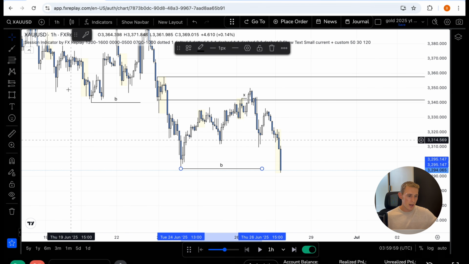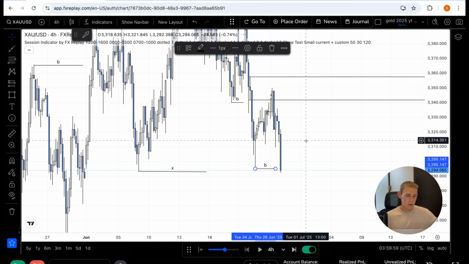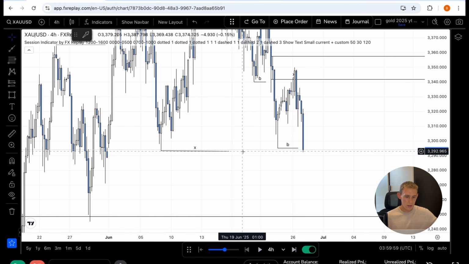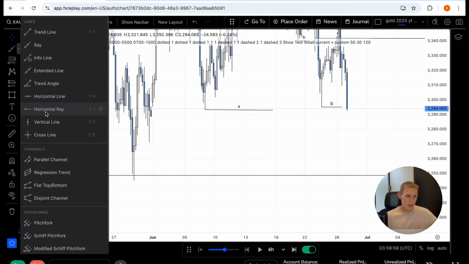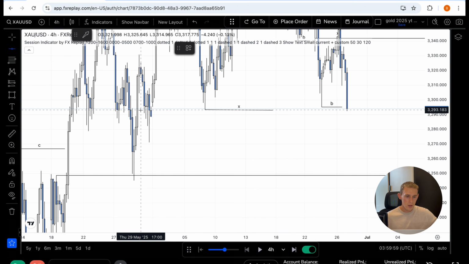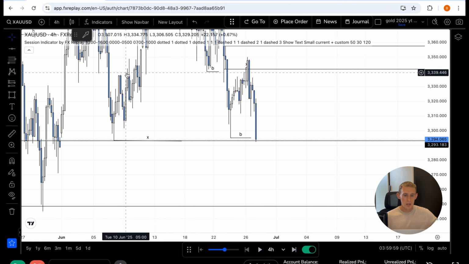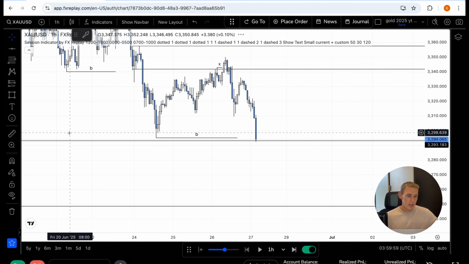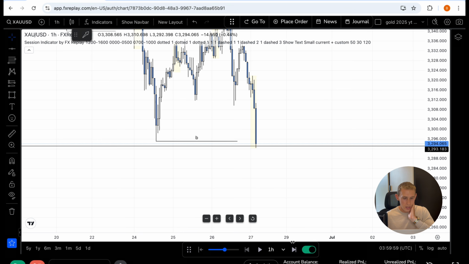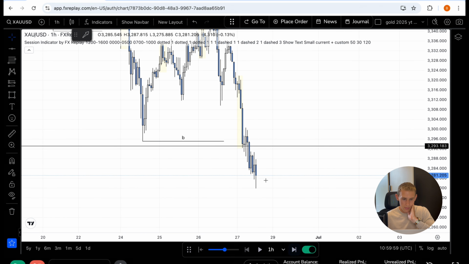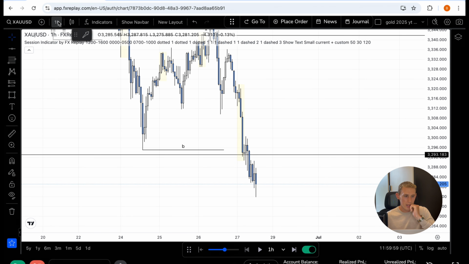Has it swept that higher time frame low yet? Let's have a look. Almost. So yeah, I'm going to mark this on just to see if price reacts to it. Actually, no, my bad. It has swept it, as you guys can see. Still looking very bearish at the moment, though. Seems like it wants to continue lower.